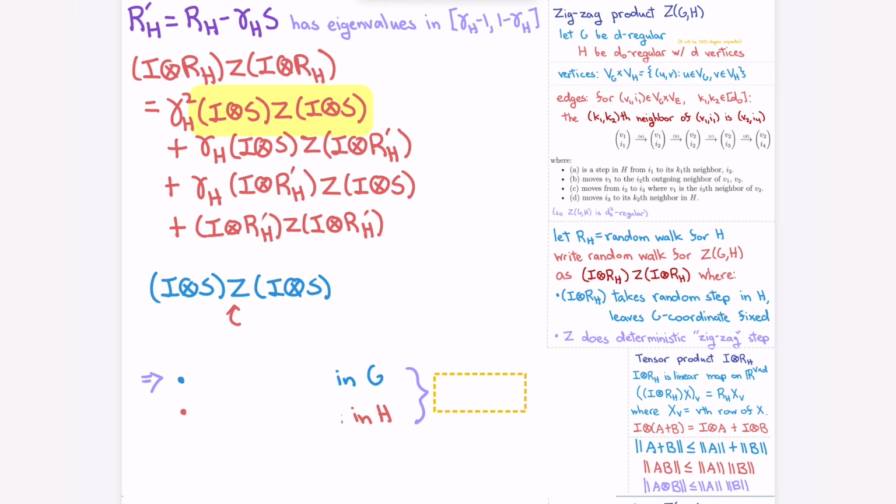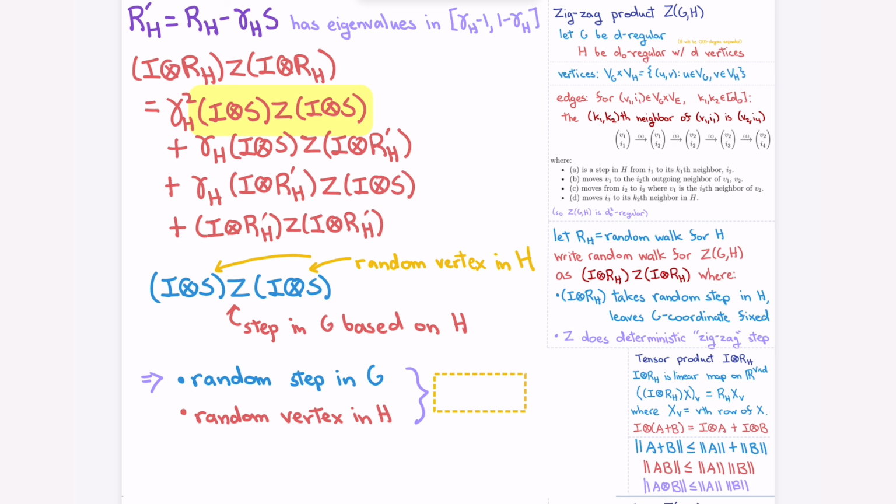So let's look at this first term. Actually, this is probably the most sophisticated one. Just to remind us, the S's are each picking a random vertex in H, and the Z is some kind of deterministic thing. We already saw that, at the end of the day, this whole thing combined is doing one random step in G and taking a random vertex in H. So you could have written it as something like this. On the G side, you're taking a random step. On the H side, you're picking a random vertex.